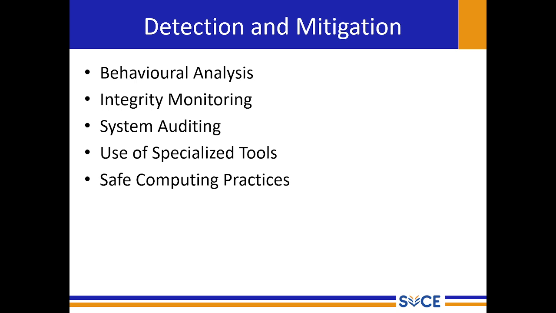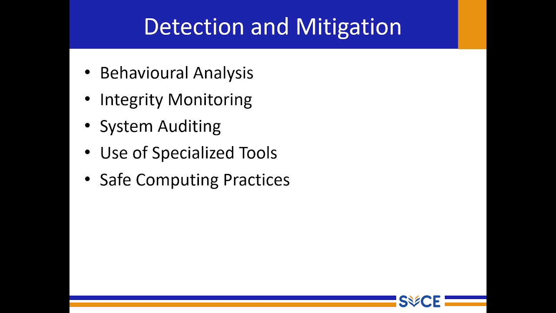Now, detection and mitigation strategies for user mode rootkits. Behavioral analysis: instead of relying solely on signature-based detection techniques, using behavior-based detection methods will help identify anomalies caused by user mode rootkits. Integrity monitoring: tools used for checking unauthorized changes to files, processes, and registry entries will help to detect the presence of rootkits.